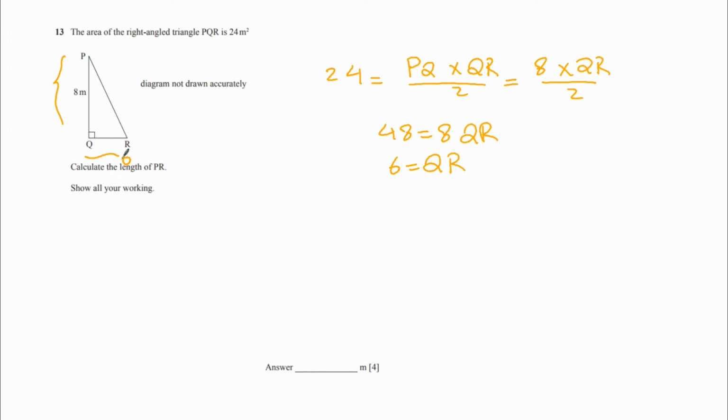Now we can use Pythagoras to find out what PR is. So PR is the square root of 8 squared plus 6 squared. Basically PR squared equals 8 squared plus 6 squared, and I just square root both sides. So this is the formula we can get for this. So 8 squared is 64 and 6 squared is 36, which gives 100. Square root of 100 is 10. So the answer for this question would be 10.